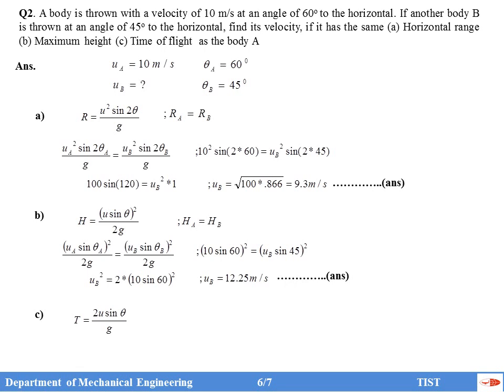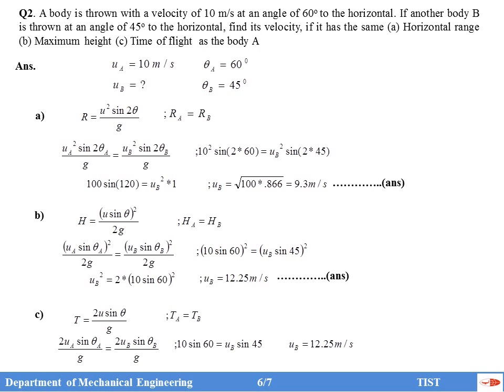Part C is the time of flight of both the bodies are same. So 2u sin theta by g is time of flight. So TA equal to TB. So 2UA sin theta A by g equal to 2UB sin theta B divided by g. 2 gets cancelled, g gets cancelled. So UA is actually 10 sin 60 equal to UB sin 45 degree. So you will get UB as 12.25 meter per second. Okay, so try to get these values.